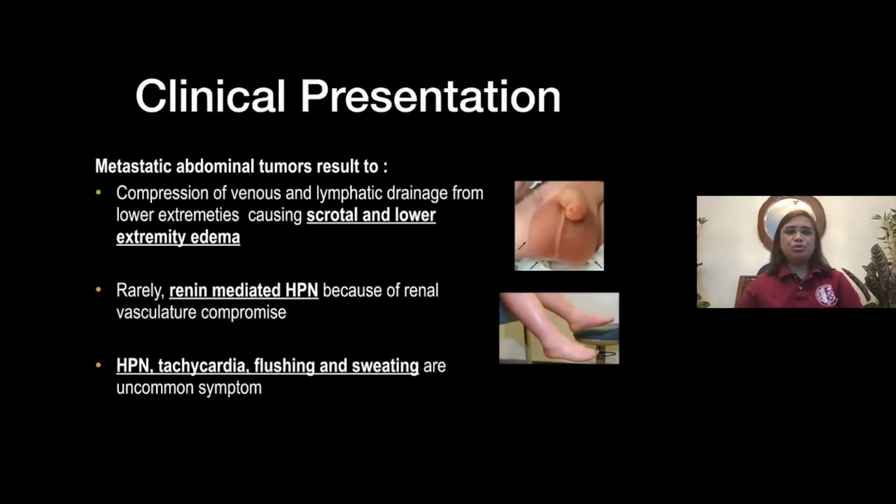Metastatic abdominal tumors may result in compression of venous and lymphatic drainage from the lower extremities, causing scrotal and lower extremity edema. Rarely, renin-mediated hypertension can also be present. Hypertension, tachycardia, flushing, and sweating are uncommon symptoms.